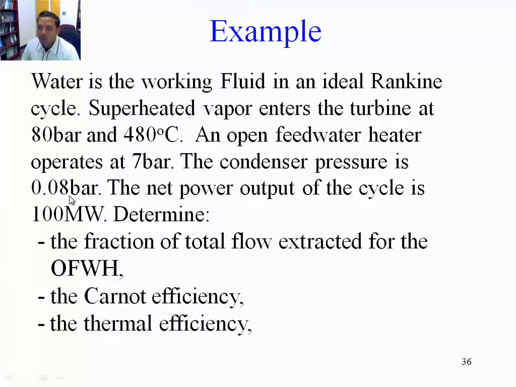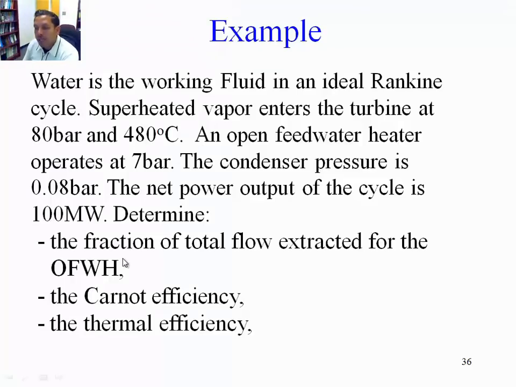The condenser pressure is 0.08 bar. So we have the same three pressures as we had in the reheat cycle that we analyzed: 80, 7, and 0.08. The net power output of the cycle is 100 megawatts. So we want this power plant to produce the same amount of power. We're going to see how much water it needs to pass through it and what kind of efficiency it will yield.